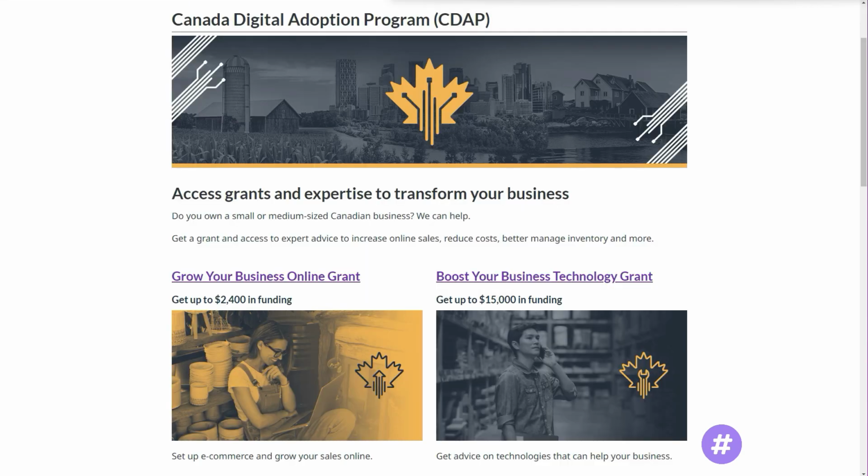So the $4 billion program is divided into two separate funding streams. The first one's called the Grow Your Business Online Grant, and it's a micro grant of $2,400 designed for smaller consumer-facing businesses, including service industries, which is slightly misleading based on how they say set up e-commerce grants. The second funding stream is called the Boost Your Business Technology Grant. This stream is for larger businesses with over $500,000 in annual revenue, and includes a $15,000 grant alongside a $100,000 0% loan on a 5-year term through the BDC, or the Business Development Bank of Canada.